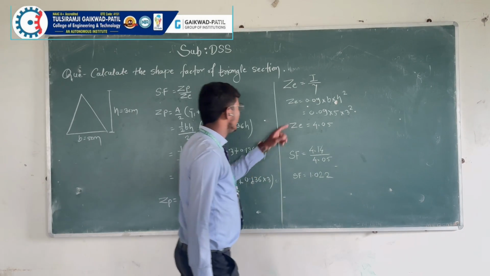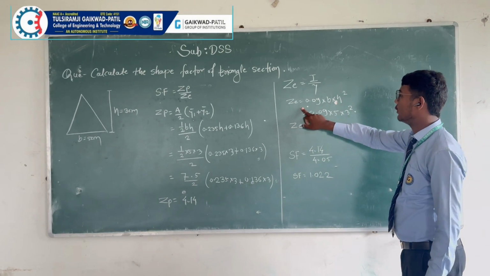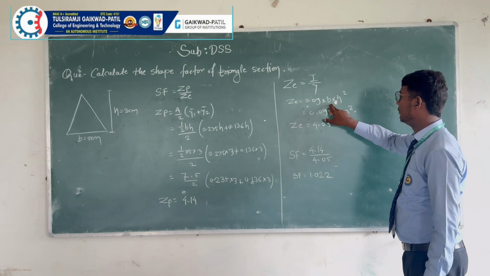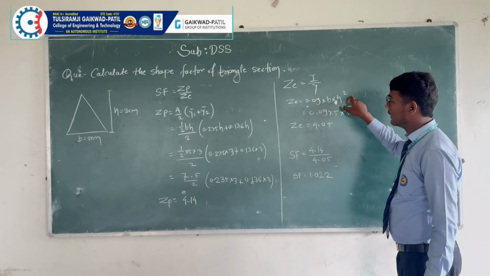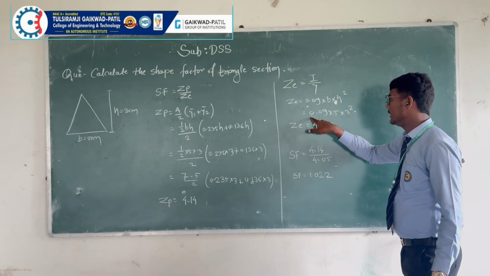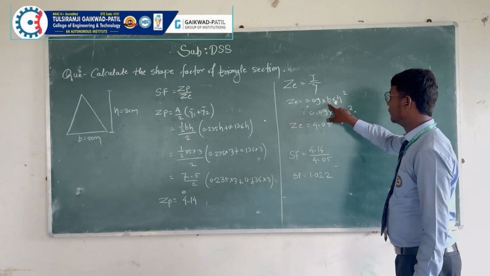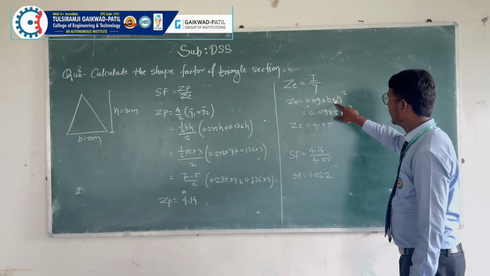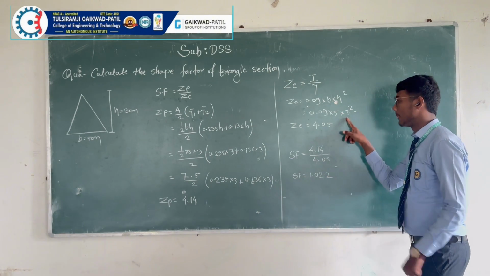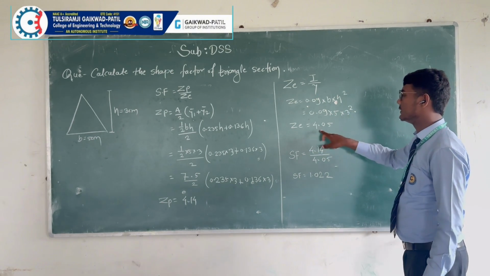Now Zp is equal to I divided by y. Zp is equal to 0.09 into b into h square. Put the values. Zp is equal to 0.09 into breadth 5 centimeter and height 3 centimeter square. Put the values. Zp is equal to 4.05.